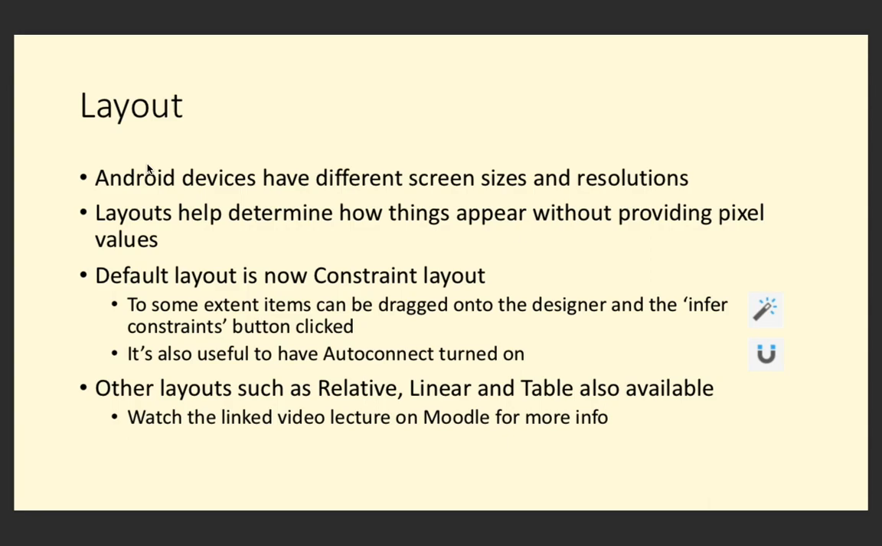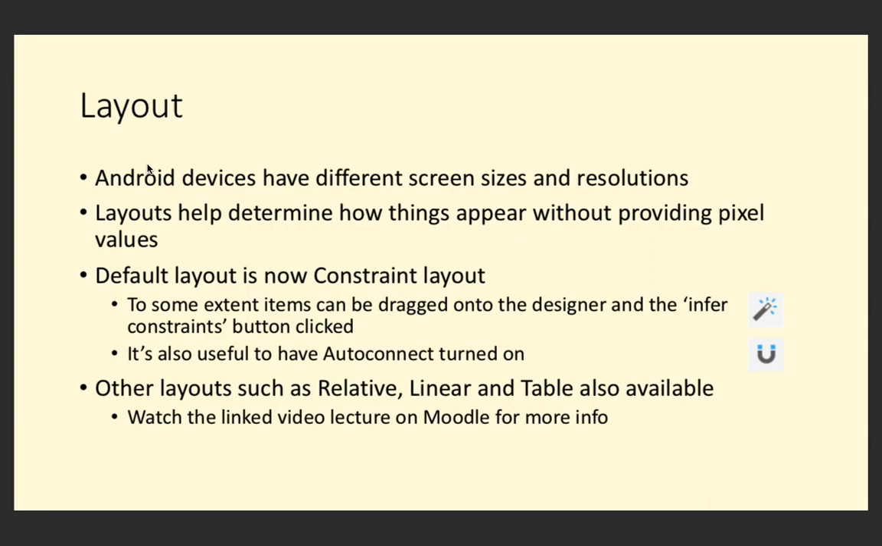But we don't want to provide pixel values because the resolution could be higher on a phone than on a full HD screen like this one here. So we don't want to be providing pixel values. Instead we use device or density independent pixels, which I'll come on to in a minute.